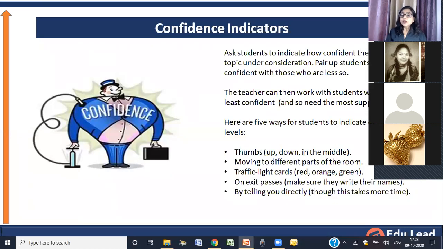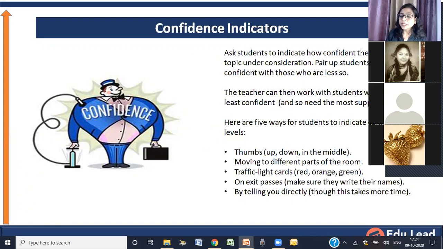Now, you may say that, okay, sometimes I really need to find out where my children are. You can directly ask them. How do you find out? So you can say that, okay, I would want all of you to check out your confidence level for this particular topic, right?